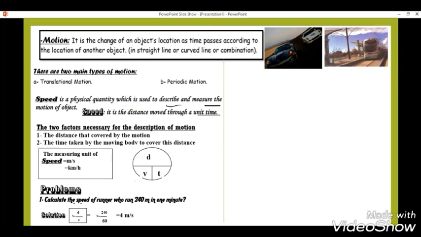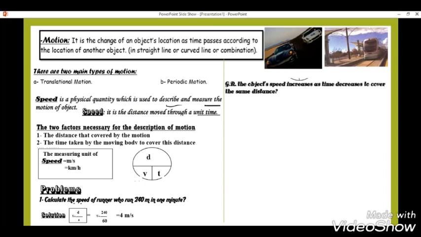If we have race cars and one of these cars is faster than the other, this car takes a shorter time. So if it is fast, it takes a shorter time. If it is slow, it takes a longer time.